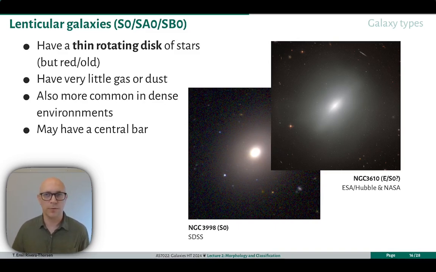This is a hint, of course, that lenticular galaxies might be a later evolutionary step of spiral galaxies at a point where these spiral galaxies have largely lost their cold gas and their dust.